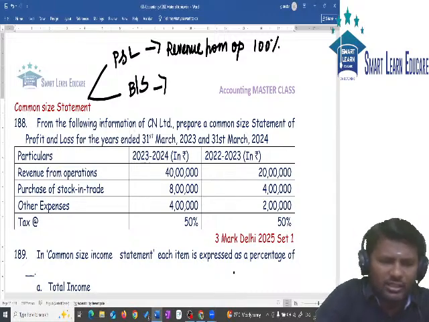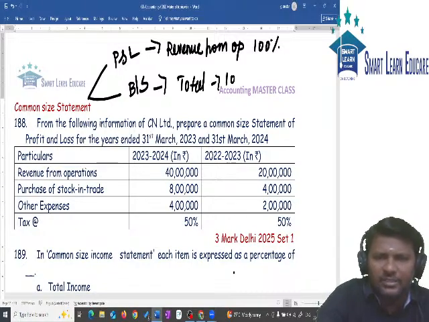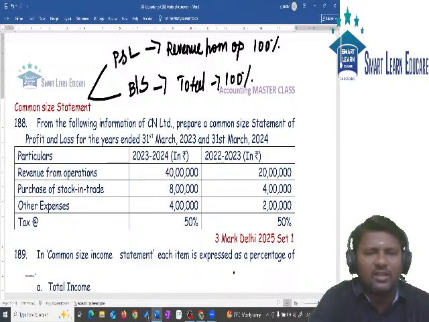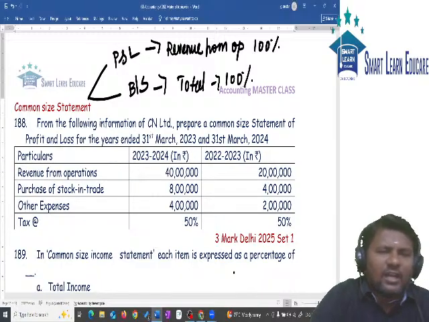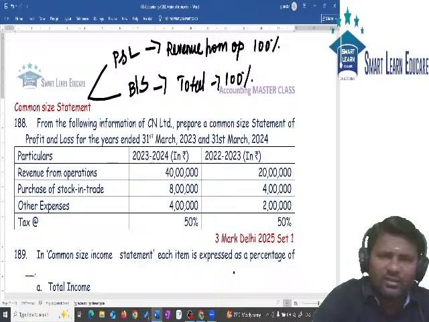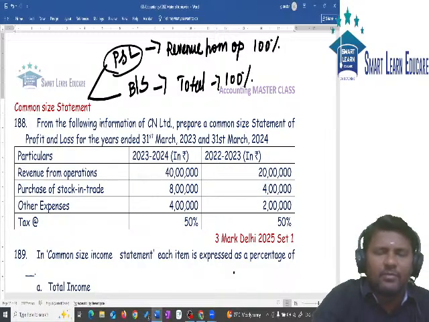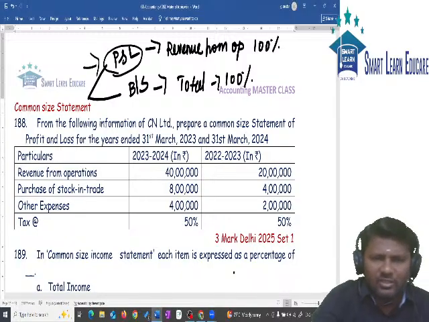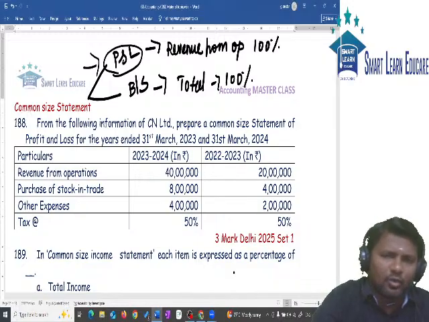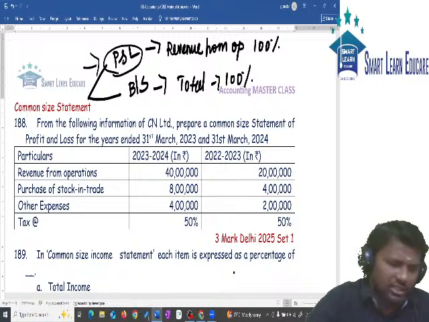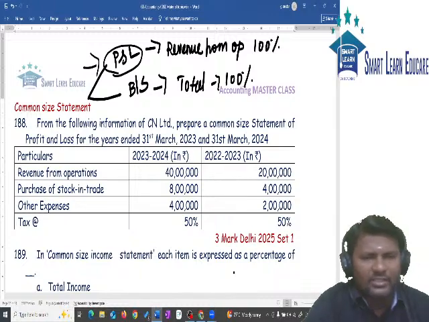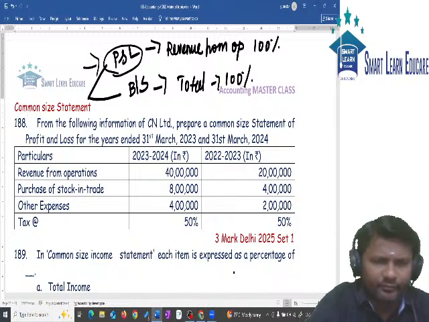In balance sheet, your balance sheet total is treated as how much? 100 percentage. And other numbers will be expressed as a percentage. If it is common size P&L, other numbers will be expressed as a percentage of revenue from operation. If it is common size balance sheet, other numbers will be expressed in terms of the total which is given in the balance sheet. To understand this, we will take up one question.